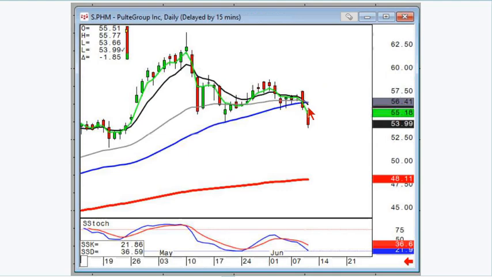Left-right combo, gap down, dumpling top. I would suspect they're heading for possibly all the way down here.